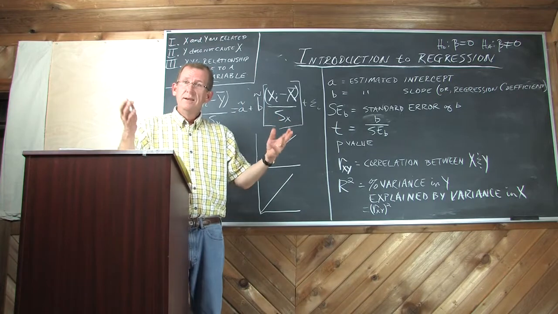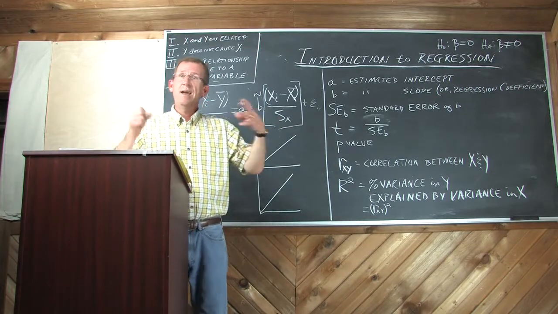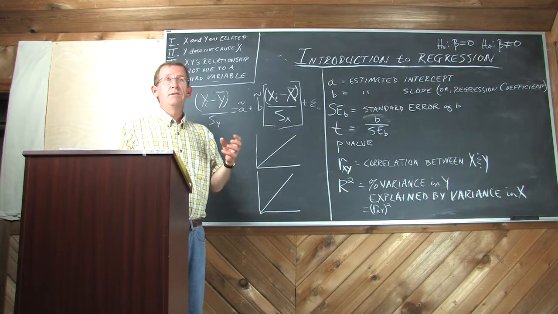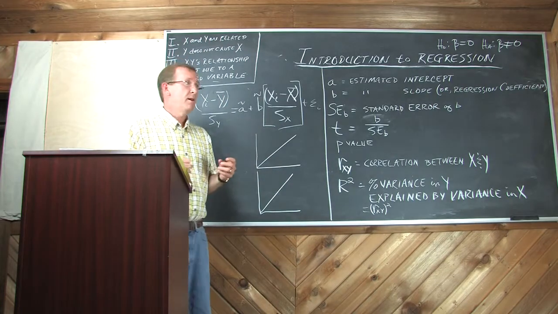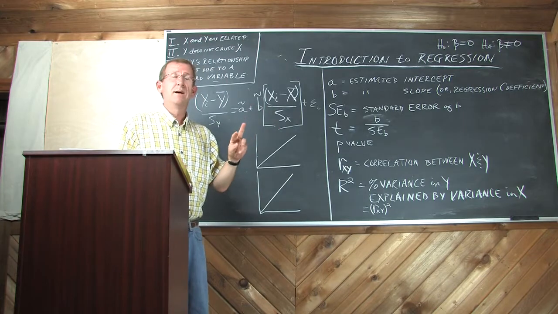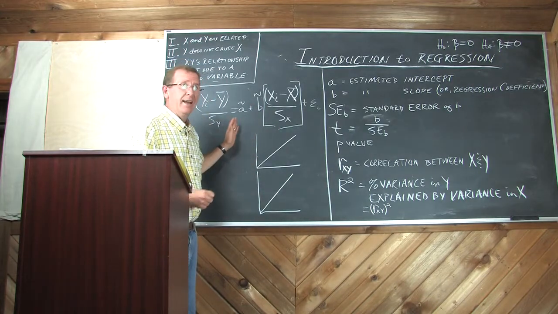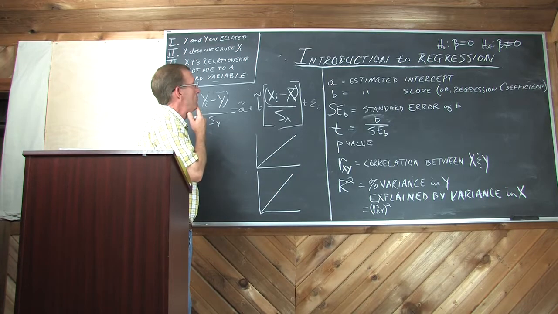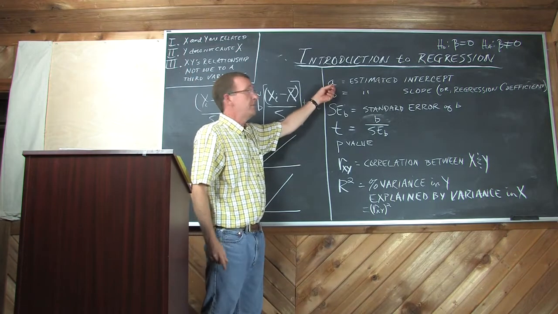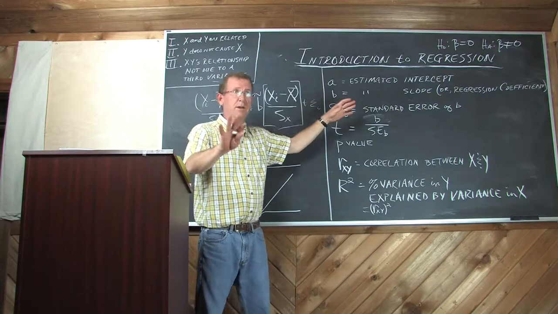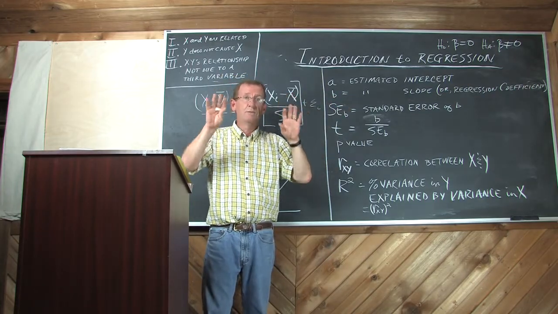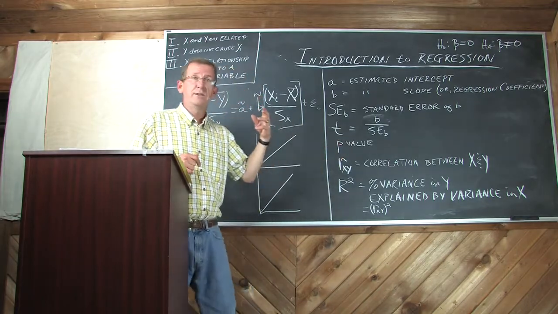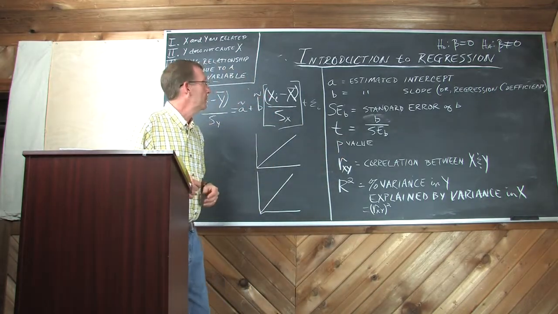So this video is to expand our use of parameters that we find in the linear regression model with 2 variables, one x and one y, and to add some things. So first we know A is the estimated intercept. This is from the regression of y on x. And B is the estimated slope, or often referred to as the estimated regression coefficient.